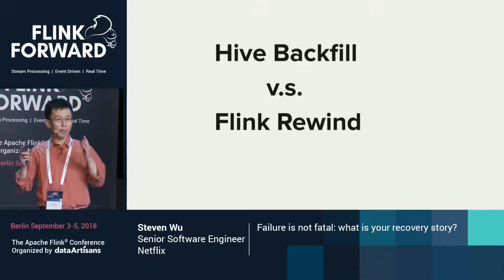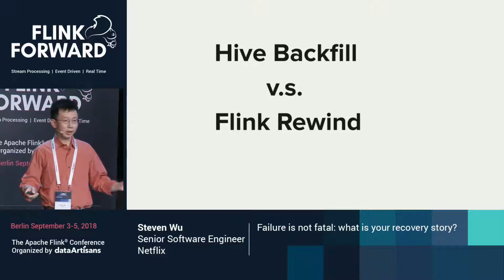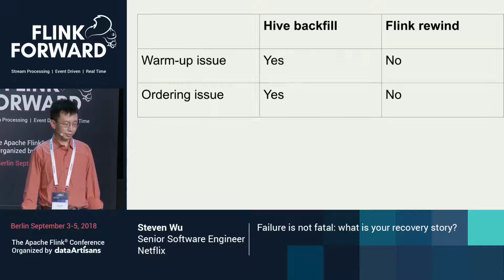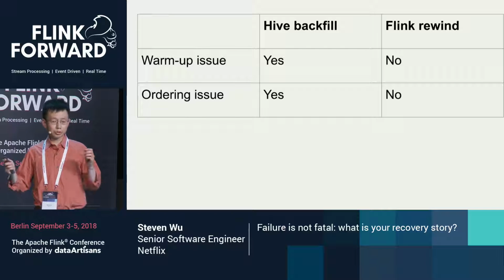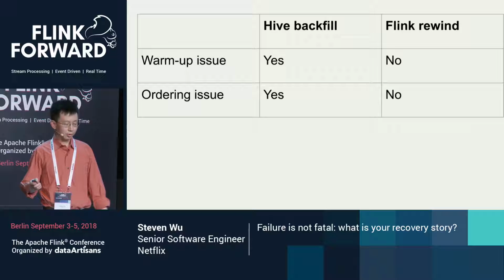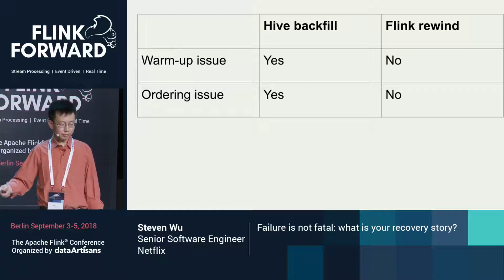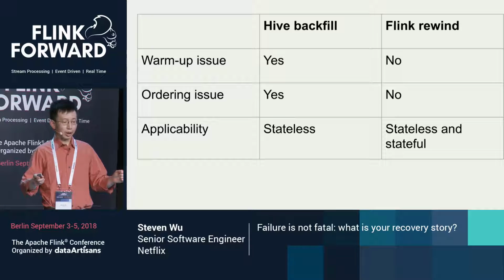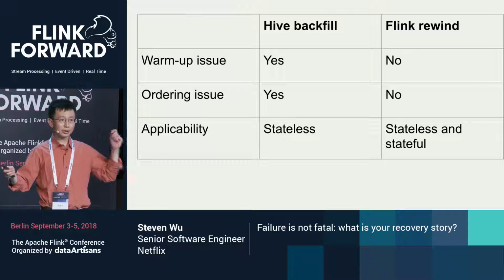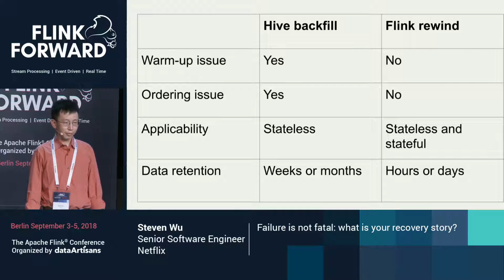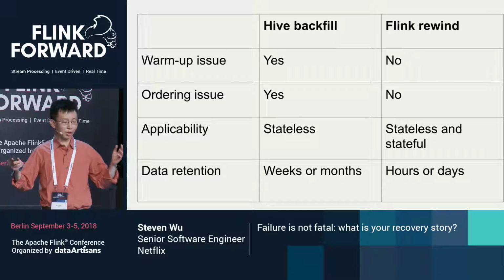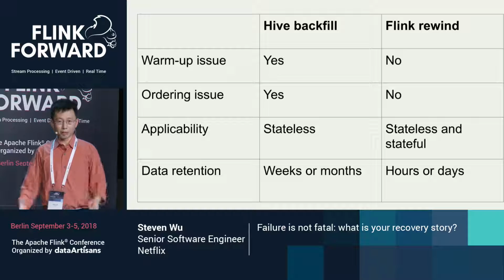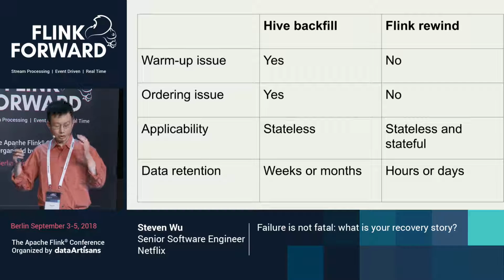We talked about both the Hive backfill solution and the Flink rewind. Let's take a quick look and compare them. What are the pros and cons of each option? Hive backfill suffers from two issues, warm-up and ordering. With Flink rewind, those two issues do not exist. That's why we think Hive backfill only works for stateless jobs, and Flink rewind works for both stateless and stateful jobs. In terms of data retention, we can typically keep the data for a few weeks or a few months in our Hive data warehouse. But for Kafka, we can only keep data for a few hours or a few days.